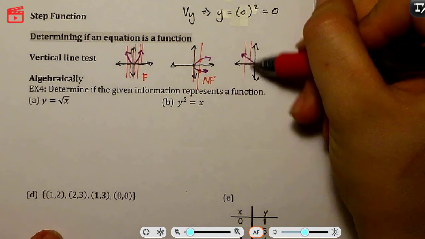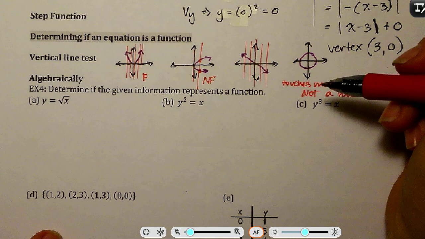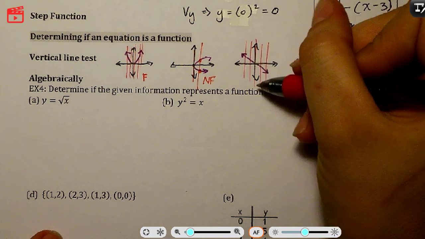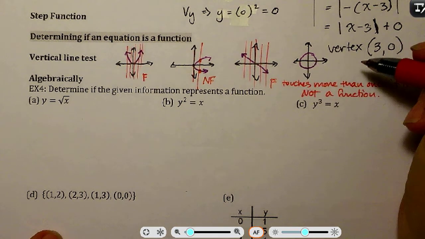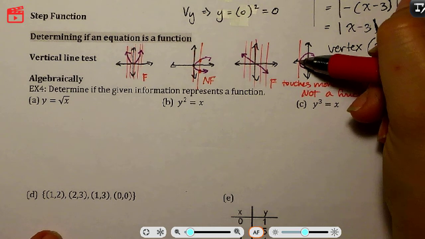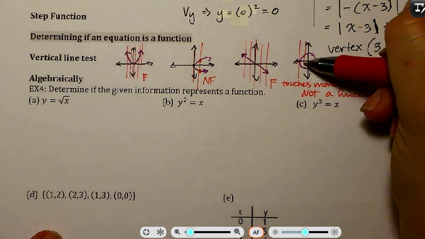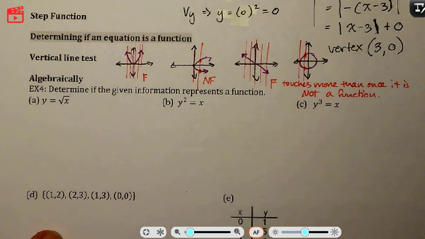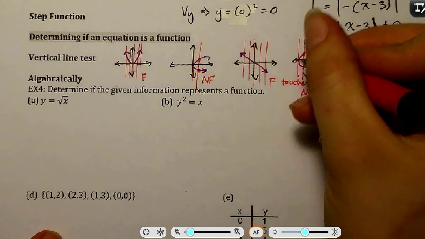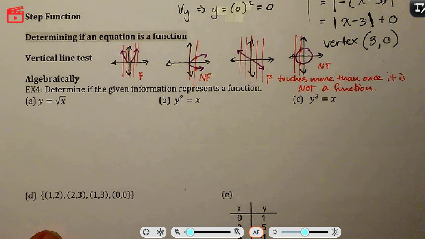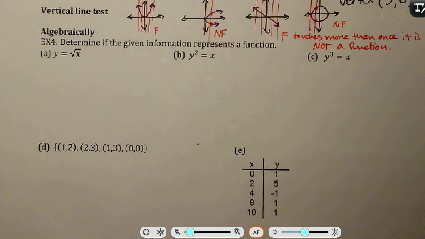Okay, so dropping a vertical line, that does not hit my graph in more than one place. So this is a function. Then I can go ahead, I'll drop a vertical line. That only hits once. But if I drop a vertical line here, it hits twice. Okay, so that is not a function. Okay, so that was a mini refresher on what a vertical line test is.